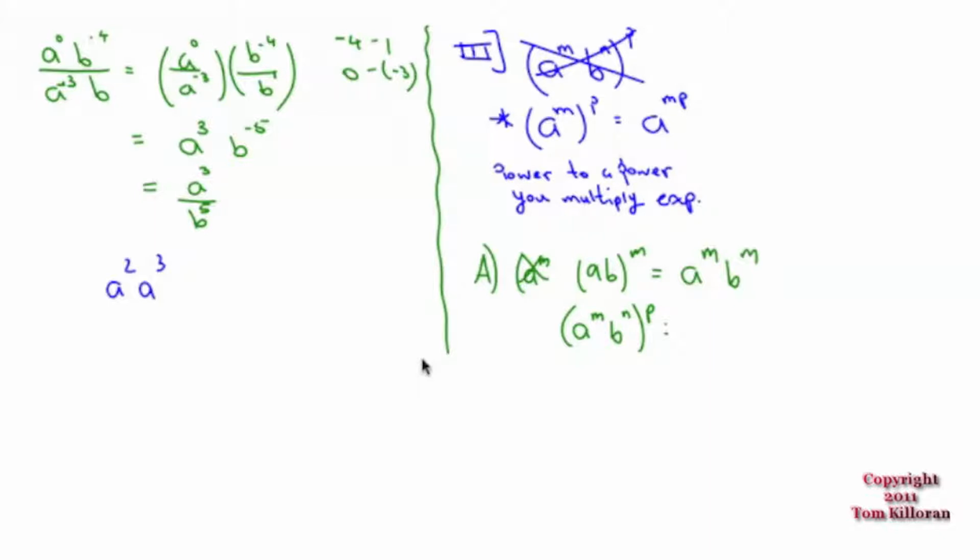A to P, B to P. You're going to have P factors of M factors of A, so that's AMP from this rule up here, kind of mixing these two rules together. And the next one would be BMP.